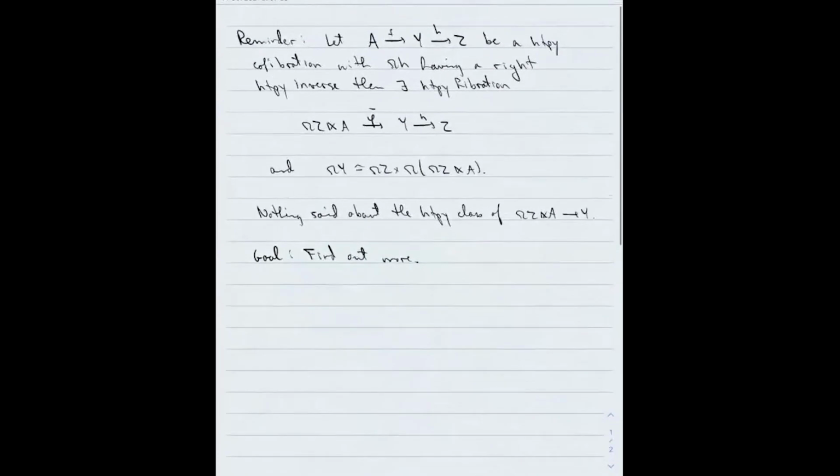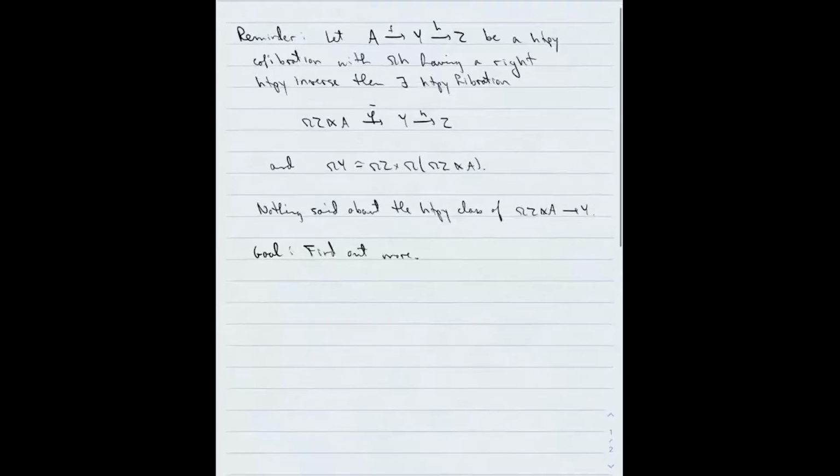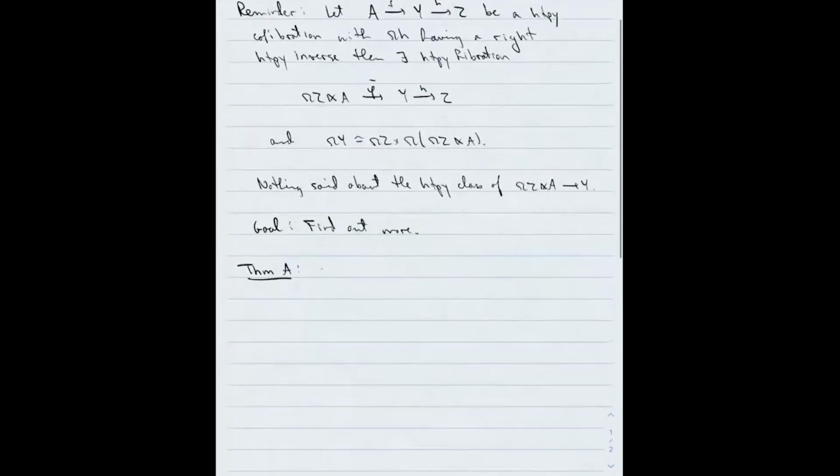Okay, so to do this, we'll go back to the more general setting. This statement was what we called corollary C. It came as a special case from something we called theorem A. So let's remember what theorem A was. It said, suppose you have a homotopy cofibration from A to Y prime, and a map from Y prime to Z, call it H prime.